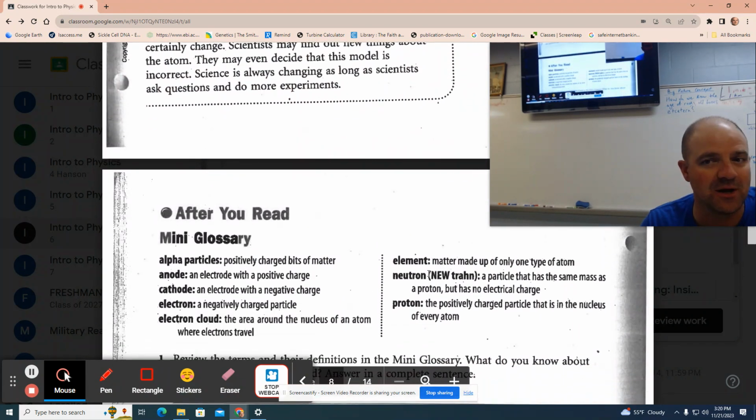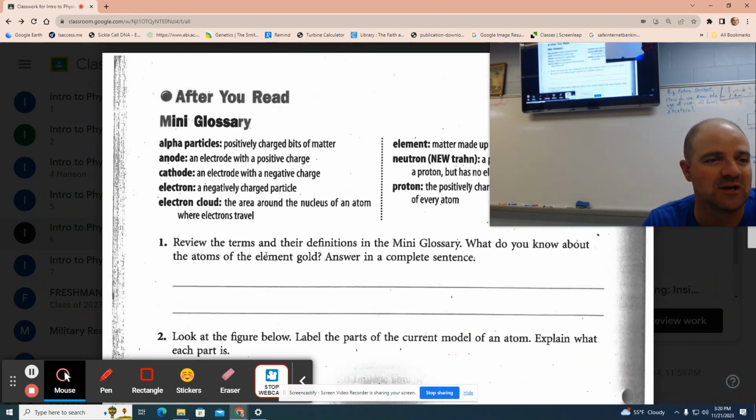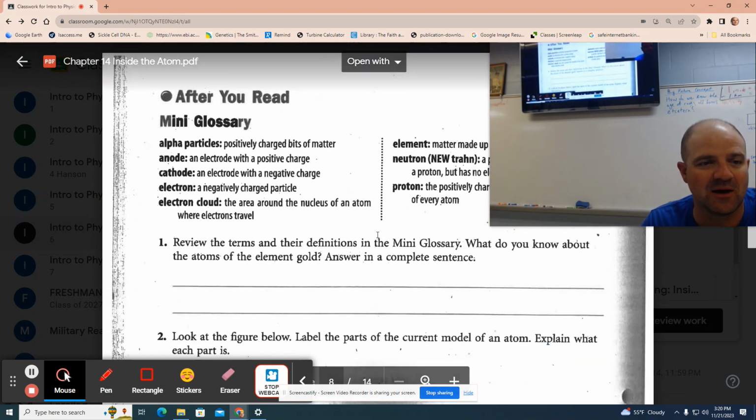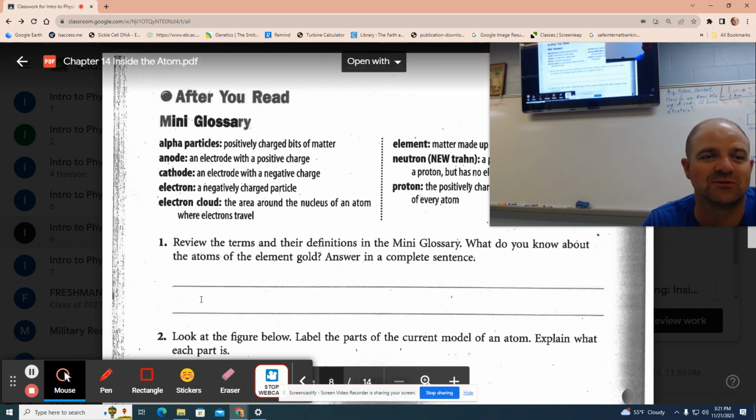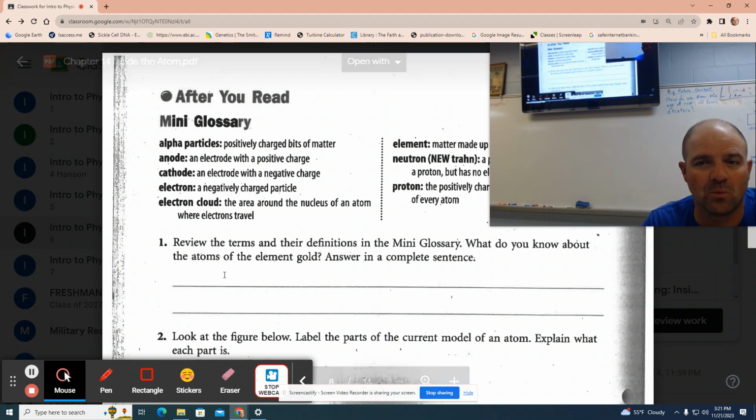After you read, all right, here we go. We're at the end. Make sure that you study the mini glossary. If you want to put some of those in your notes, by all means. This one is about gold, what you know about gold. Don't overthink it. You might look at the periodic table if you want to, but write a sentence or two. What do you know about gold?